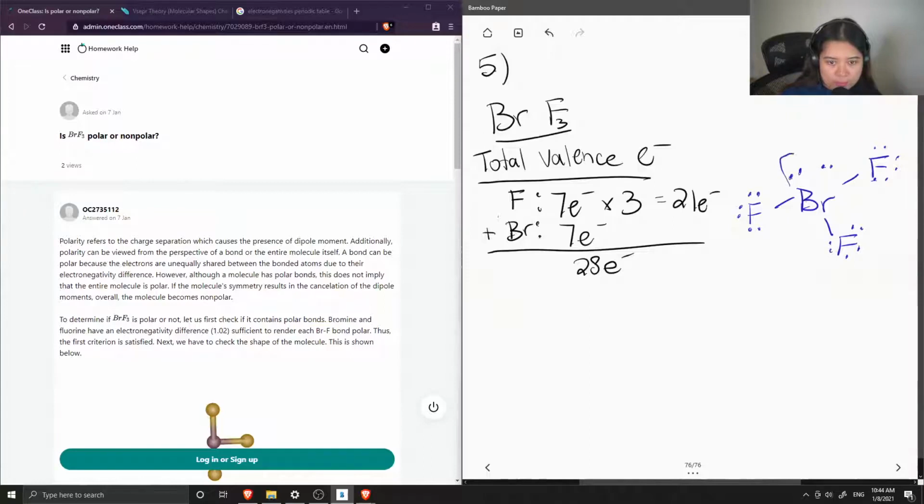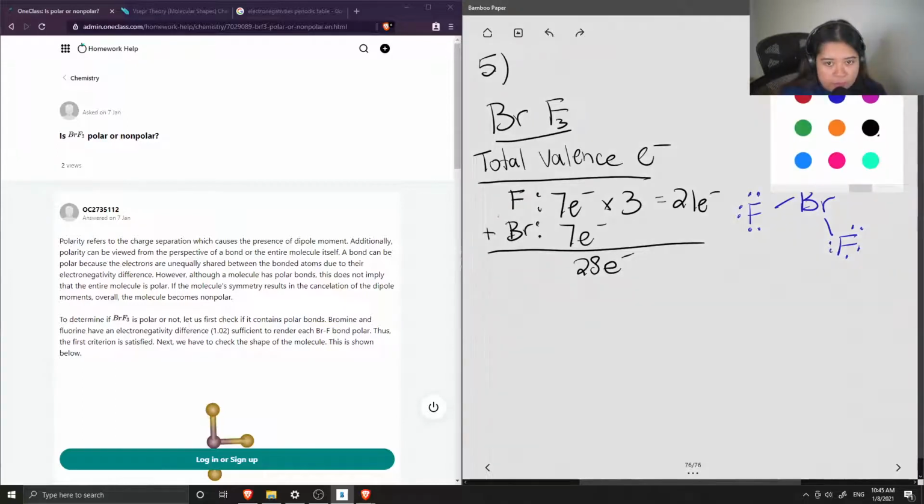And now we have this kind of shape. It's kind of messy, so I'm just going to not circle them. But yeah, this is a valid Lewis structure for bromine trifluoride. So now we just have to find out whether or not this molecule is polar. So first let's see the polarity of a bromine and fluorine bond.